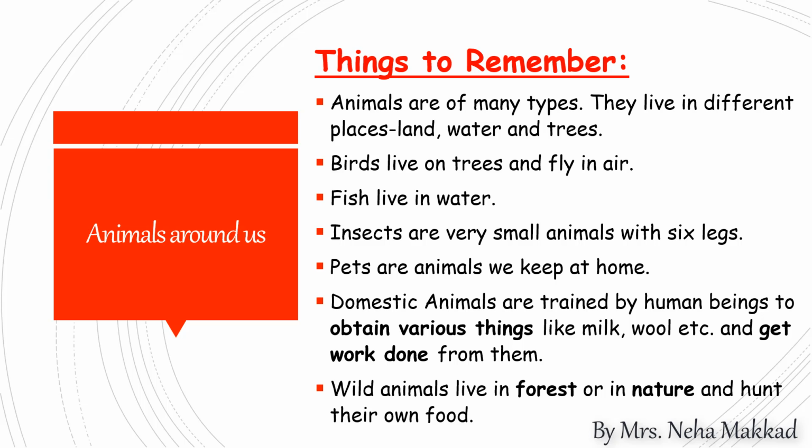Now, children, domestic and pet animals are almost the same, but the only difference is that the domestic animals are trained by human beings, and we get various things from them like the milk, the wool, and they also do work for us, and we get work done from them. And wild animals, they do not live with us at our homes. Where do they live? They live in the forest, jungle, or in nature, and they hunt for their own food. They gather their own food.